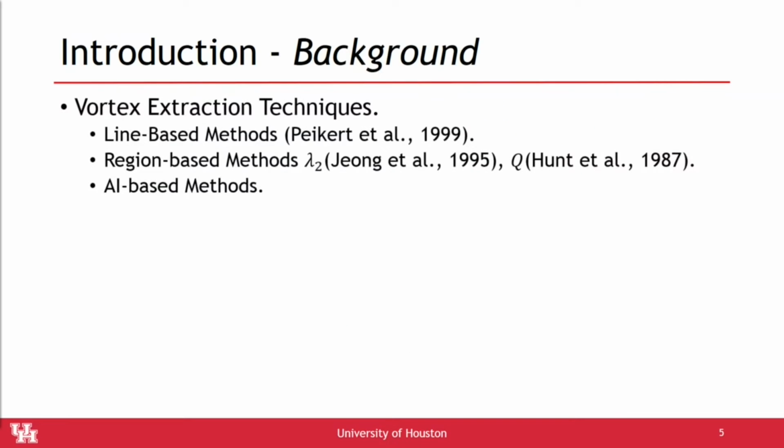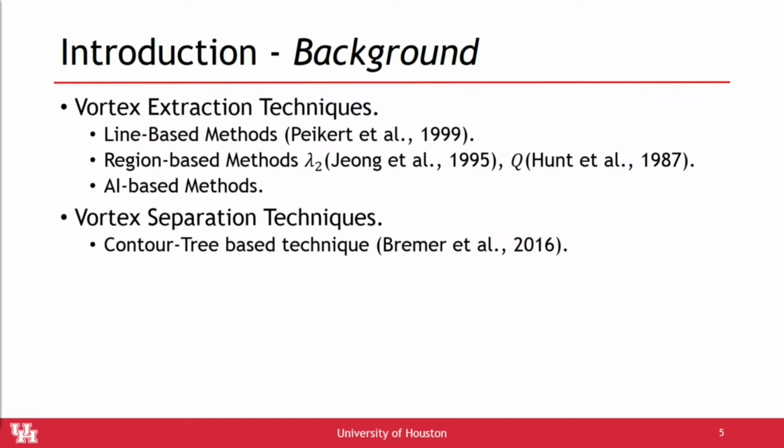In literature, common vortex extraction techniques use line-based or region-based methods. In line-based methods, the vortex core line is extracted, and in region-based methods, vortex regions are extracted, for example, using lambda 2 or Q criteria, etc. For vortex separation, contour tree-based segmentation is used on derived scalar fields such as vorticity or lambda 2, etc.